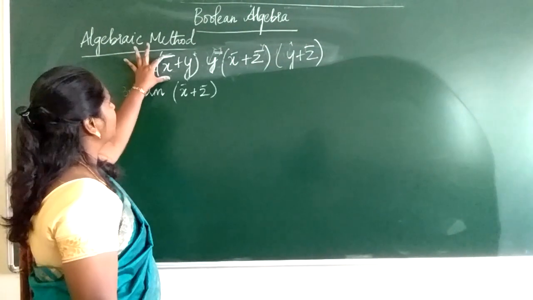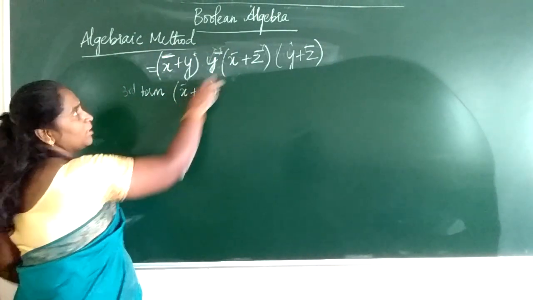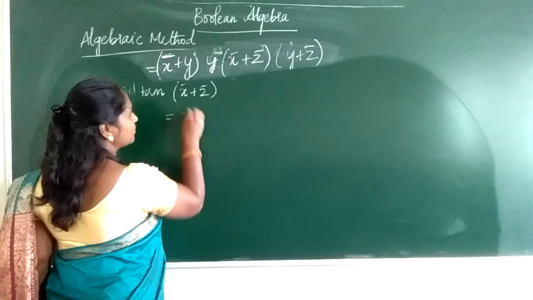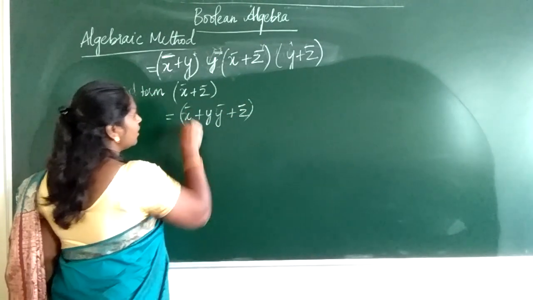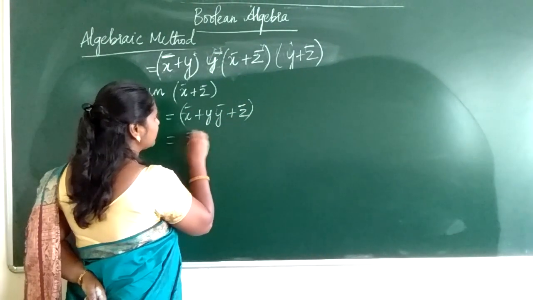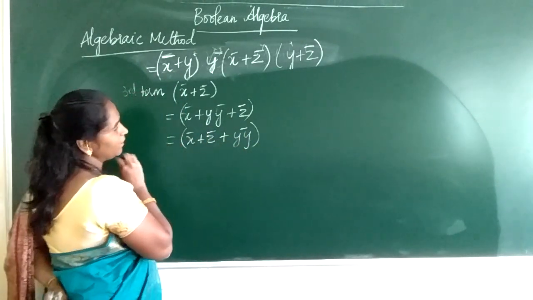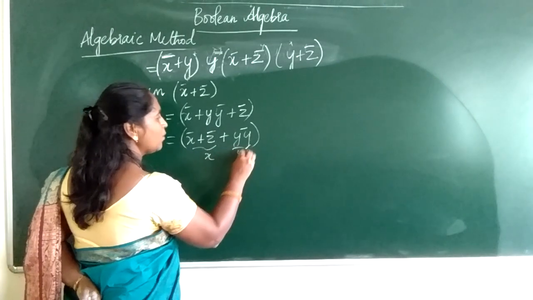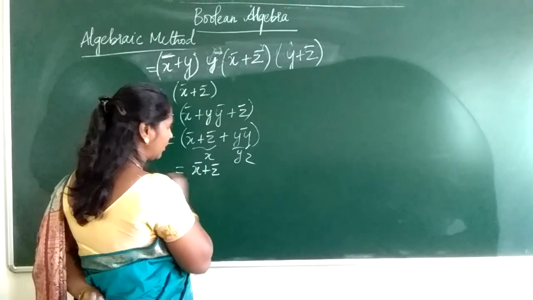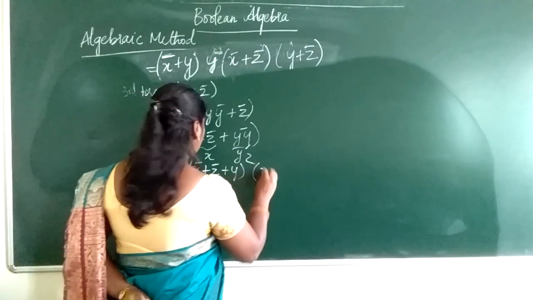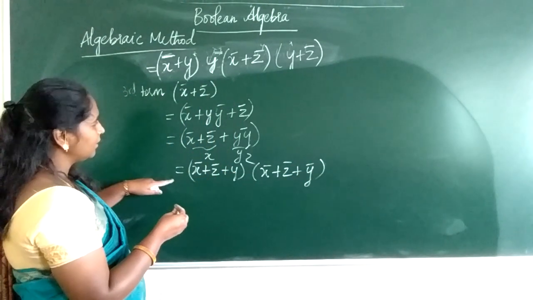So first we have seen the first term, with missing literals for the second term. Now for the third term, y is missing here. So take it as x bar + y into y bar. Now consider this as x bar + z bar + y bar. Okay, this is the term they have given. So this is my x and this is my yz. Use the distributive law. So (x bar + z bar + y)(x bar + z bar + y bar).